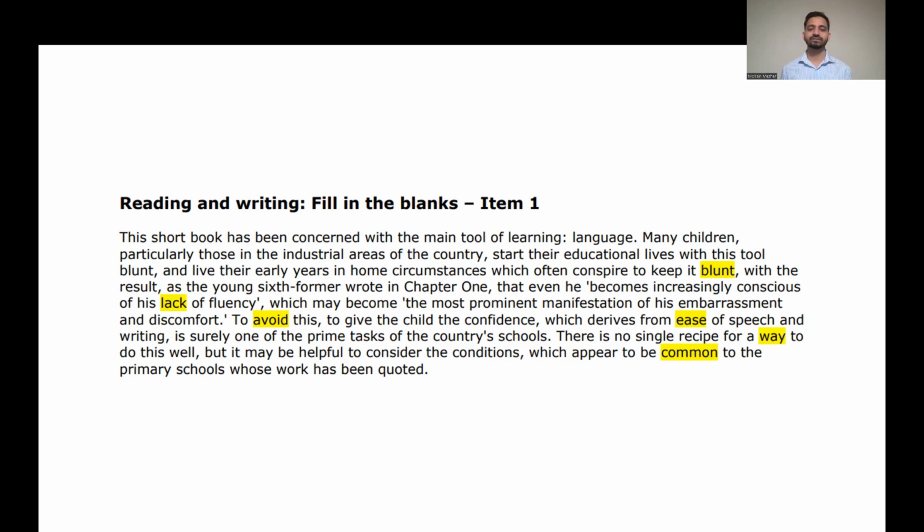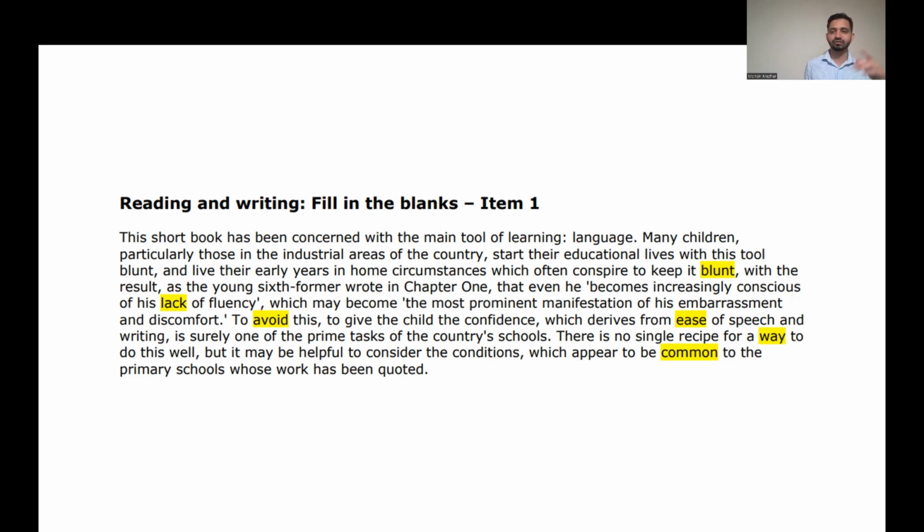To avoid this, to give the child the confidence which derives from ease of speech and writing is surely one of the prime tasks of the country's schools. There is no single recipe for a way to do this well, but it may be helpful to consider the conditions which appear to be common to the primary schools whose work has been quoted.